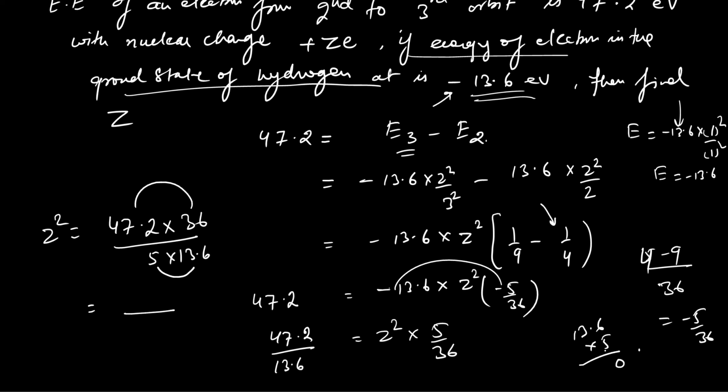When you multiply 47.2 into 36, you will get 1699.2. And when you multiply 13.6 by 5, you will get 68. So when you divide it with this one, 1699.